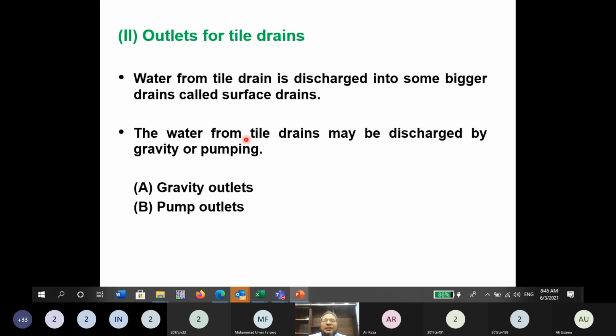So the water from the main tile drain: there are lateral tile drains, and lateral tile drains supply water to the main tile drain. Tile drain means a pipe below the surface with open joints. The main tile drain has to discharge water either by gravity or by pumping. There are two cases. A is the gravity outlet: if the water is discharged by gravity, the outlet is called a gravity outlet. But if pumping is required to discharge the main tile drain water into the main deep drain, then that is a pump outlet.